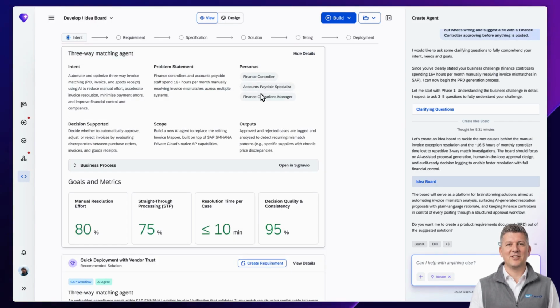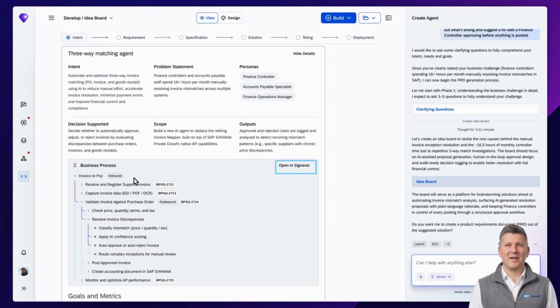For the new three-way matching agent, the goal is not only to refine the problem statement, but also to fully understand how it fits within Arcstone's end-to-end finance processes. By integrating process intelligence from SAP Signavio through the MCP server, the platform brings in the live process structure and context automatically. This ensures the agent is designed in alignment with how the business operates.